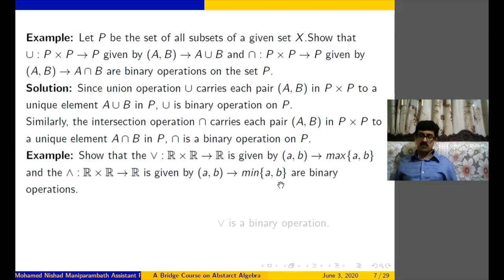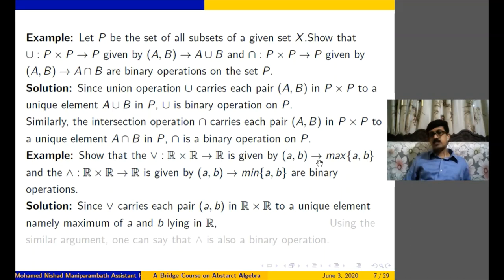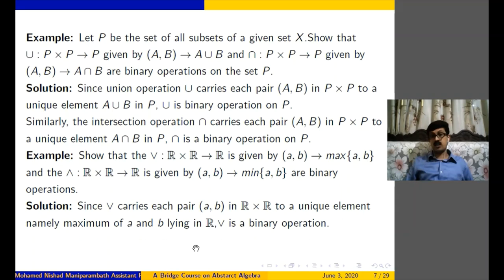Think about join. Join is defined on the set of real numbers. That is why we can say that join of two numbers is the maximum of the two numbers. If both A and B are real numbers, the maximum of two real numbers is again a real number, so definitely it belongs to R. Similarly, meet of two real numbers A and B is defined as the minimum of A and B. Definitely that is also a real number. That is why we can say that join carries each pair A, B in R cross R to a unique element, namely the maximum of A and B, lying in R. So we can say that join is a binary operation.